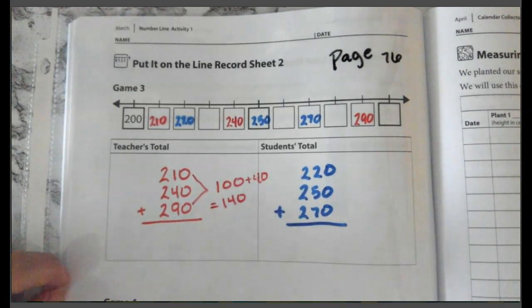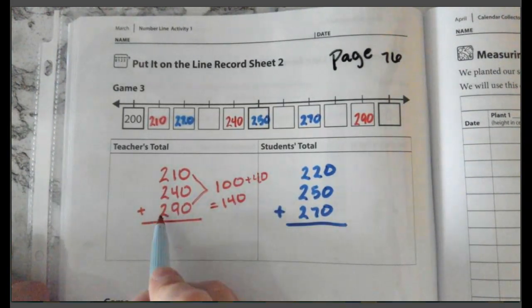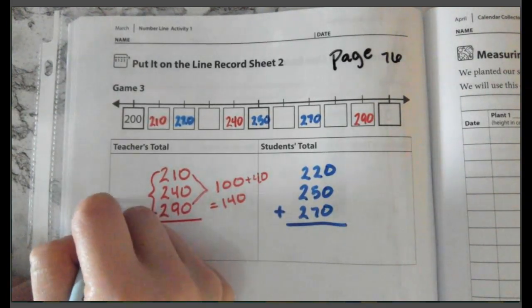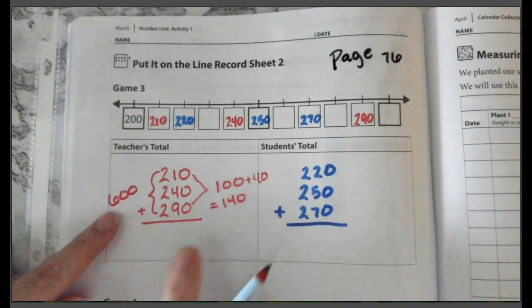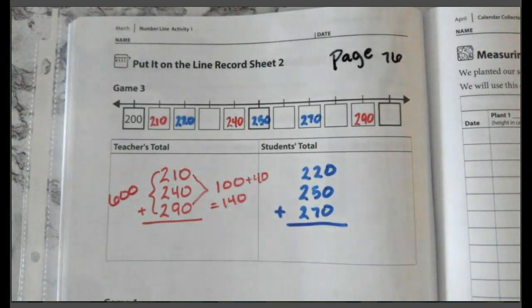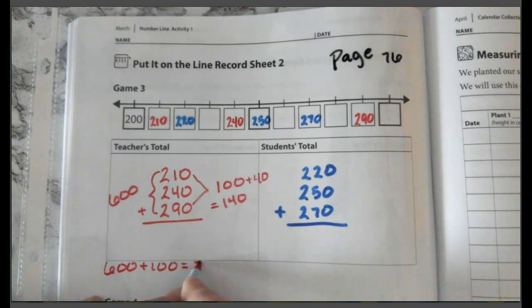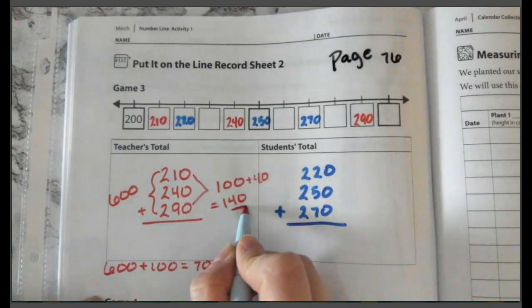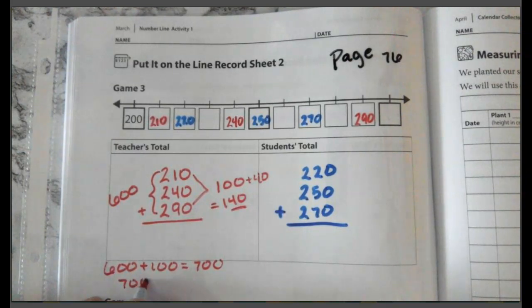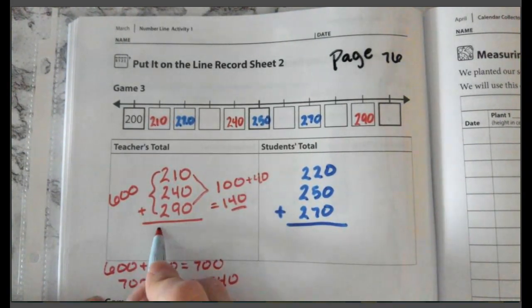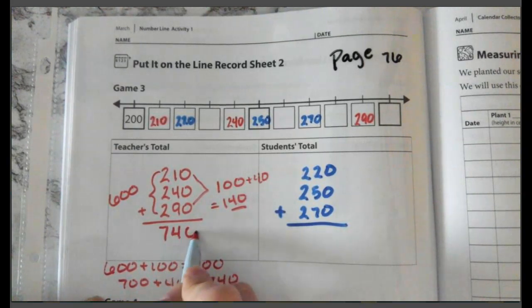Now I can look at my hundreds. I see I have 2, 4, 600 over here. So I'm going to add these three together to have 600. Now I need to add my 600 plus 140. Well, I know if I have 600 plus another 100, that leaves me with 700. And I still need my 40. So 700 plus 40 equals 740. So my score is 740.